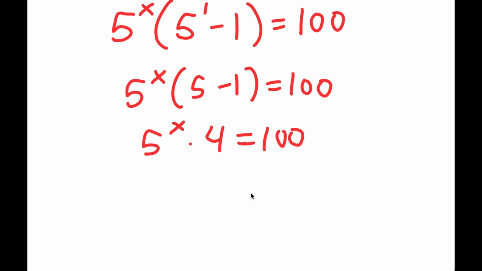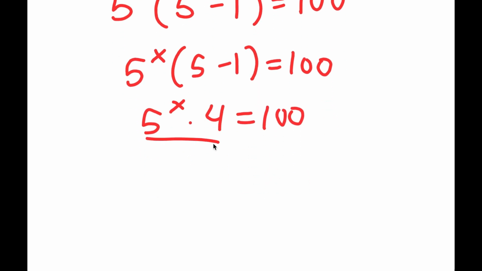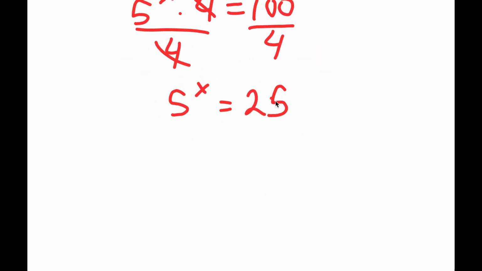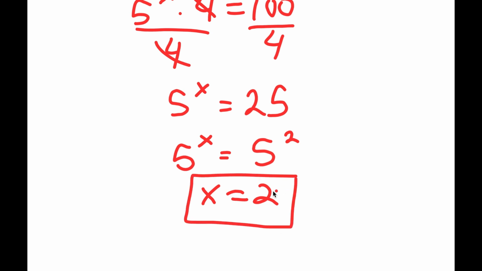Now we want to isolate 5 to the power of x, so I'm going to divide both sides by 4. So I can have 5 to the power of x is equal to 25. And 25, this is the same thing as 5 squared. So I have 5 to the power of x is equal to 5 squared, meaning x is equal to 2.